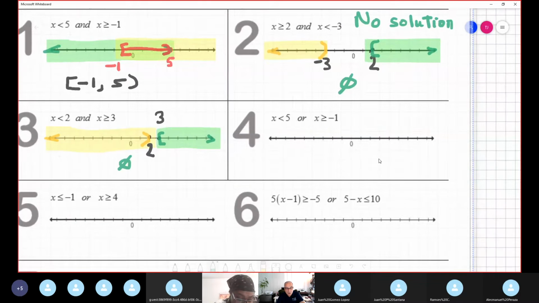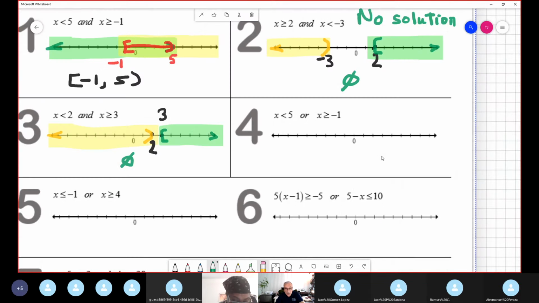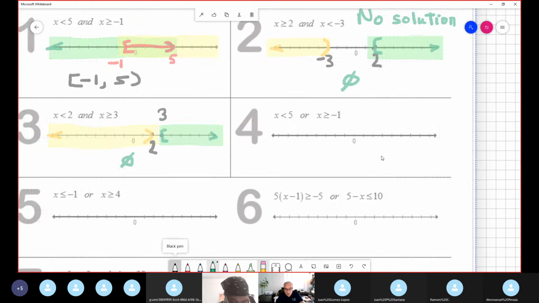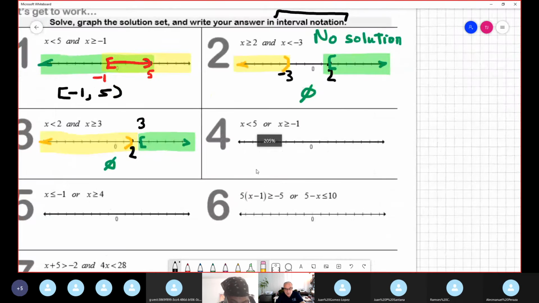See, no intersection. A completely different situation happens with OR, because OR is union, so put together without repetition. There's a 5 here. Look, 1, 2, 3, 4, 5. Here this is 5, and negative 1 here. So the interval is less than 5. Is this.